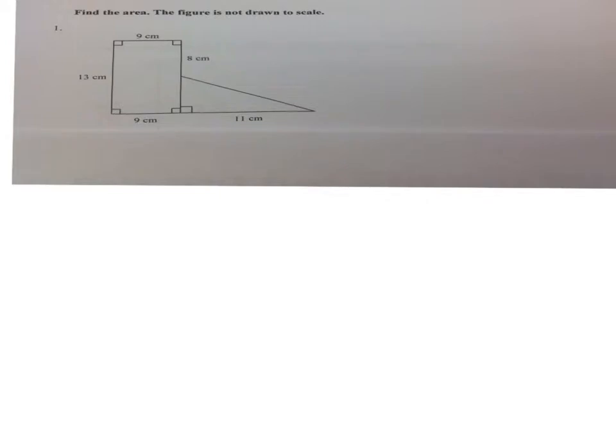Okay, so number one, this is a composite figure, so there's not a formula for the entire thing. You break it into the two familiar pieces and get the area, very simply. The rectangular shape is 13 by 9. It's a rectangle, it's length times width, it's a parallelogram, base times height, whatever you want to call that. So for the area of the rectangular shape, we're just going to have 9 times 13.